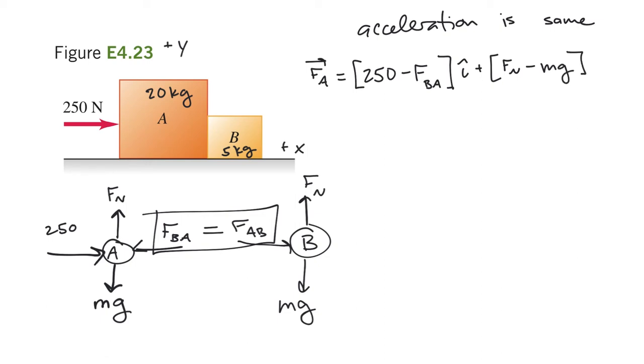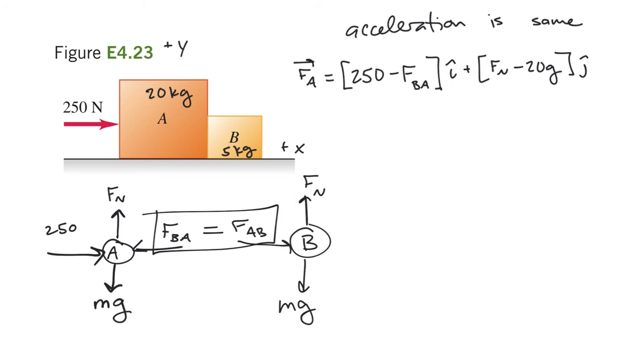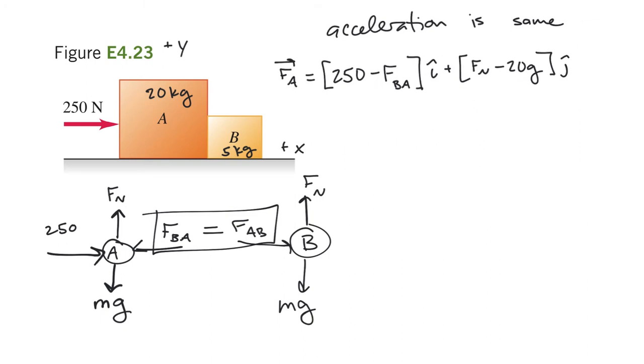And mg, we can go ahead and plug in. For A, the mass is 20. So 20 times g. I'm not going to plug in the g because I don't really want to deal with it right now. And those are in the j hat direction. Now I'm going to take those and move them over a little bit, because due to Newton's second law, we know this is mass times acceleration. And the mass is 20. So I'm going to make that 20a.